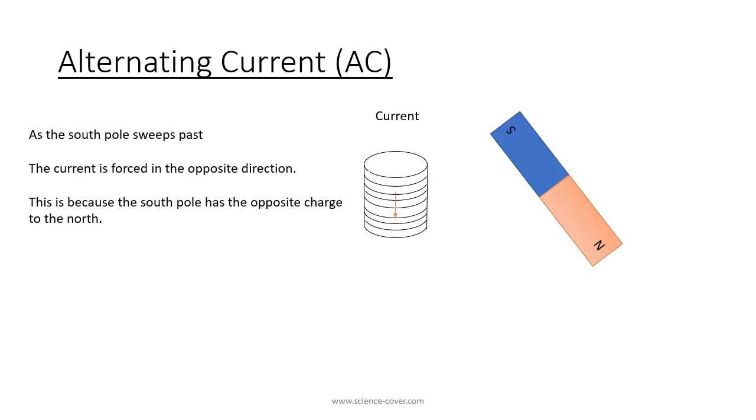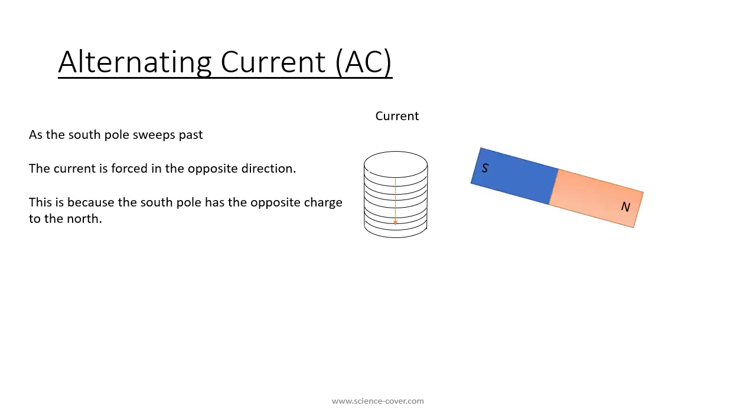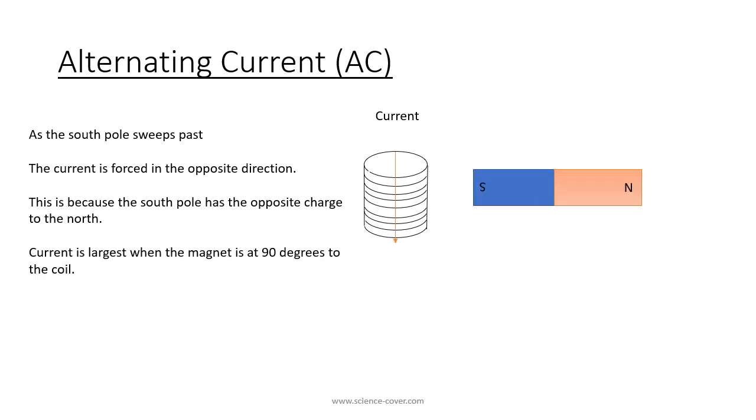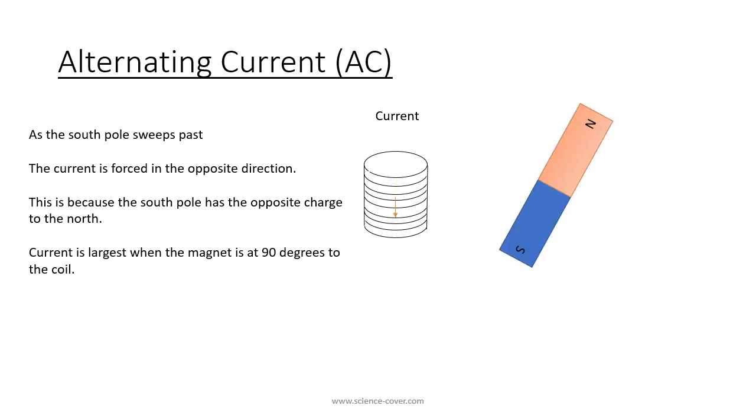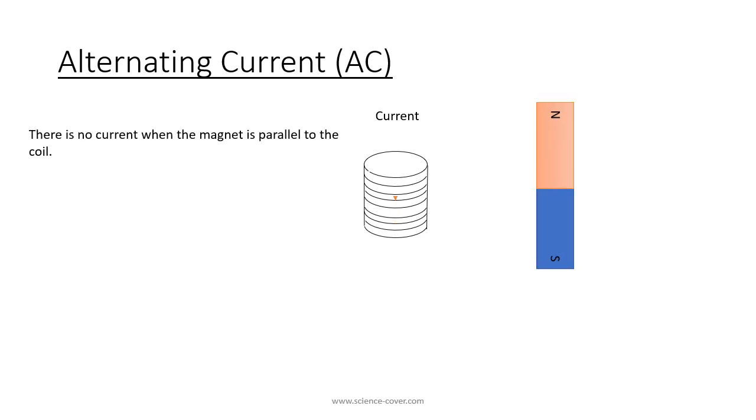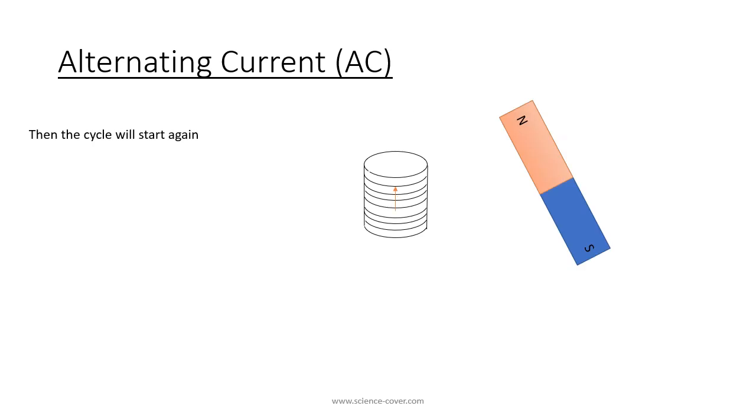As the South Pole moves past the coil, the current is forced in the opposite direction. This is because the South Pole has the opposite charge to the North Pole. Again, the current is largest when the magnet is at 90 degrees to the coil, and no current is produced when the magnet is parallel to the coil. As the magnet rotates, this cycle repeats.